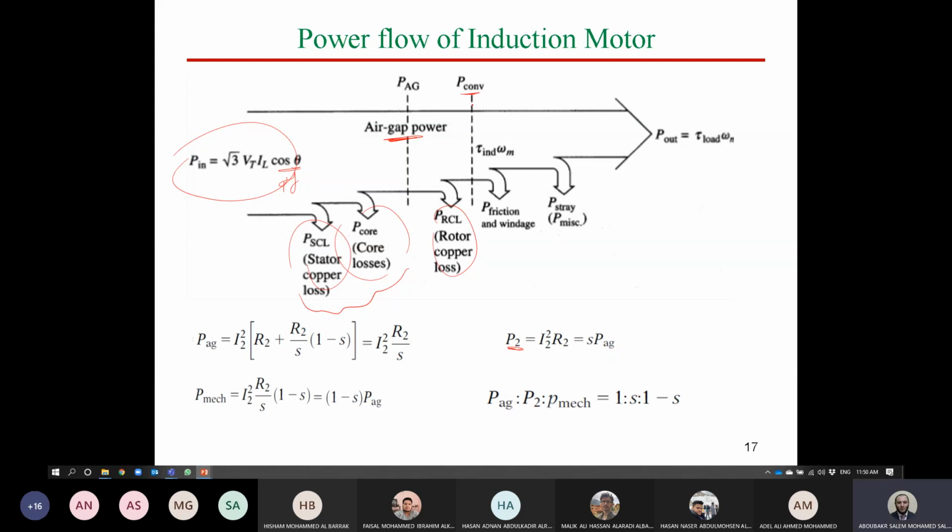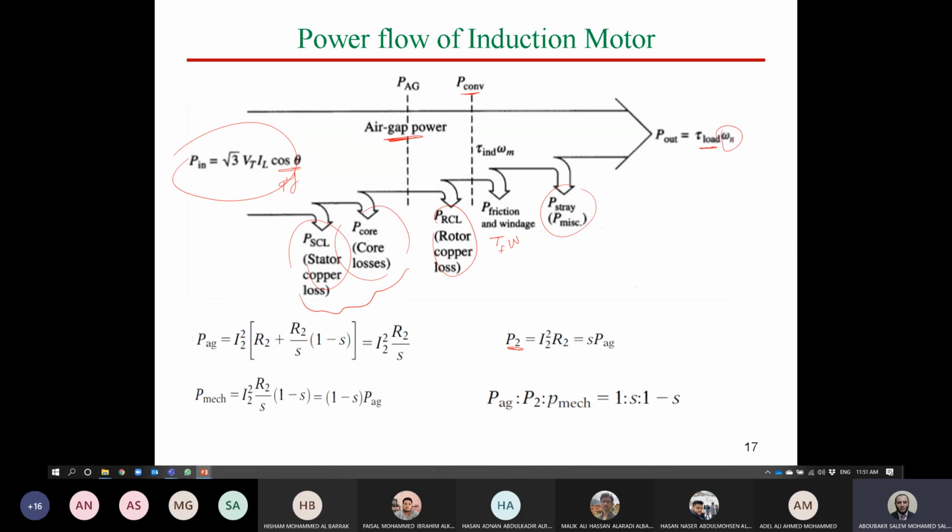The remainder of the power, which is P converted, will move through the rotor core, and we will lose some extra power due to friction and windage. This power is considered as mechanical loss, which can be written as T friction multiplied by omega. And we will also have some stray losses. The remainder of the power will be P output, which is torque load or torque shaft multiplied by omega M, which is the rotor speed.